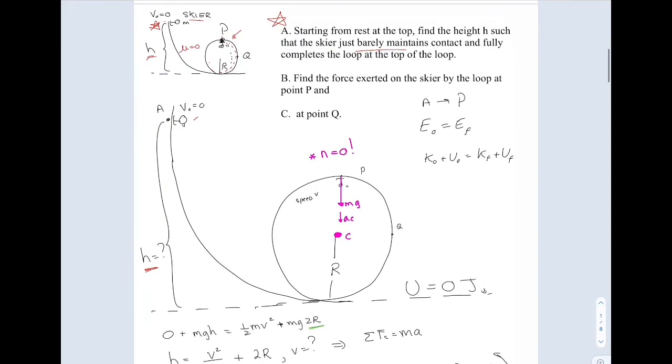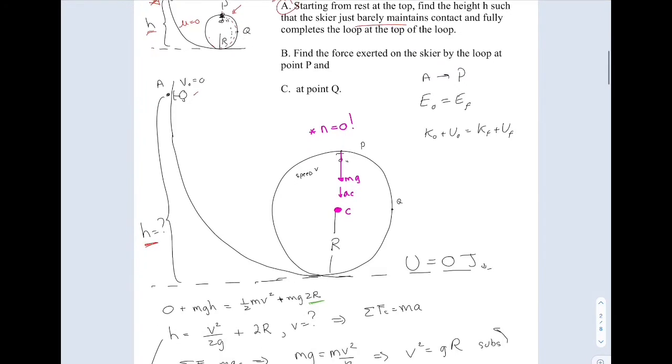So for part A, the person starts up here. I call that point A. And everything is happening for part A up at the top of the loop. So I want to find that height. Now, when we did this in the Newton's law chapter, when I did F equal ma, there's no h's in F equal ma. So that's why this is an energy problem.